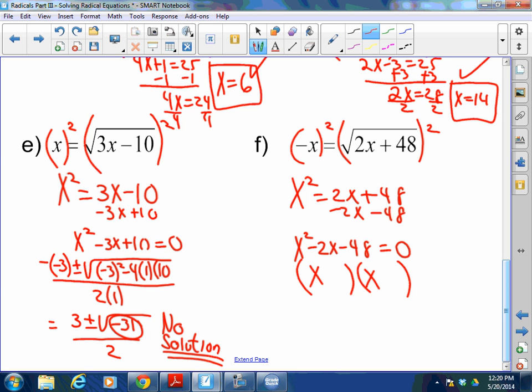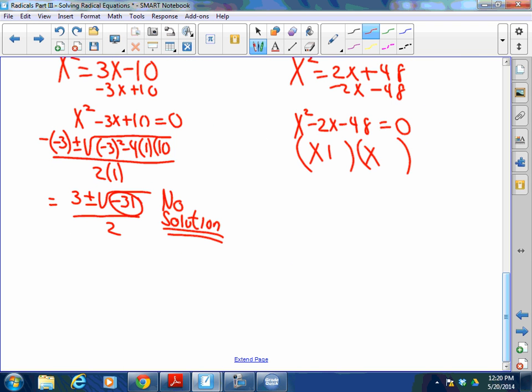What times what, if anything, is negative 48, but when added together is negative 2? Positive 6 and negative 8. Okay, very good. Because 6 times negative 8 is negative 48, and 6 minus 8 is negative 2. Now you must use the zero product property and set each of these equal to 0. So x will equal negative 6 and positive 8.